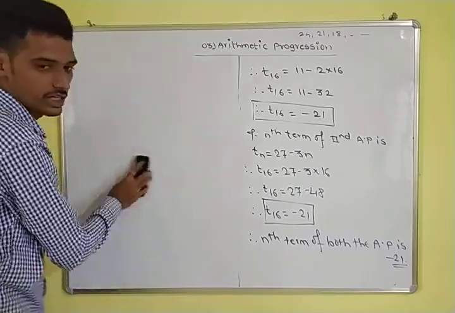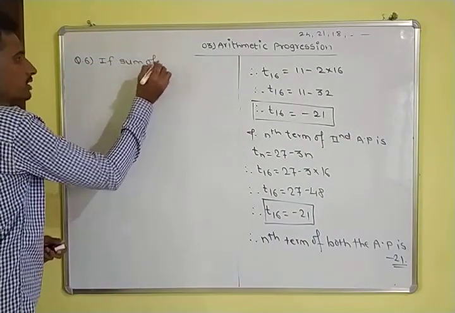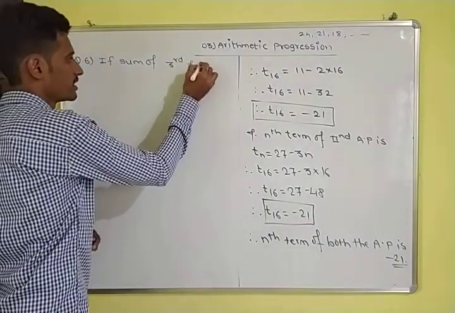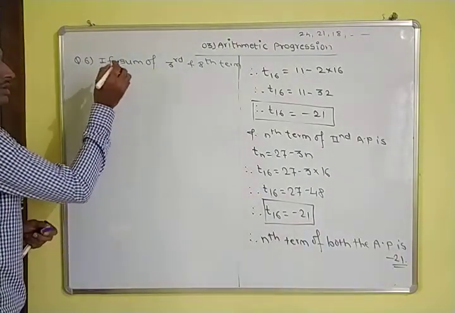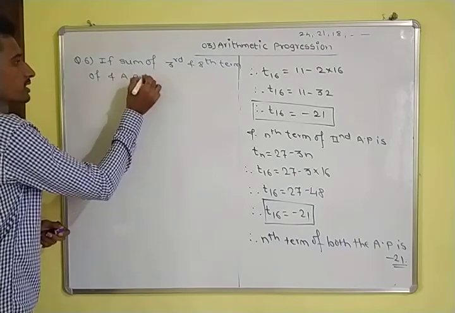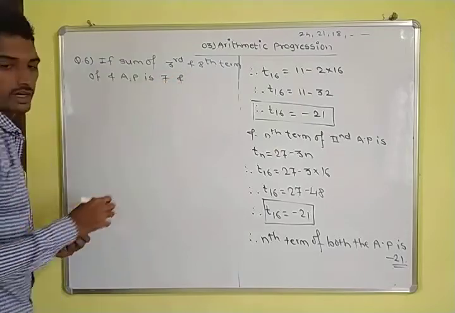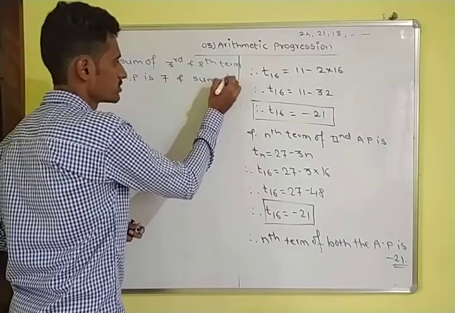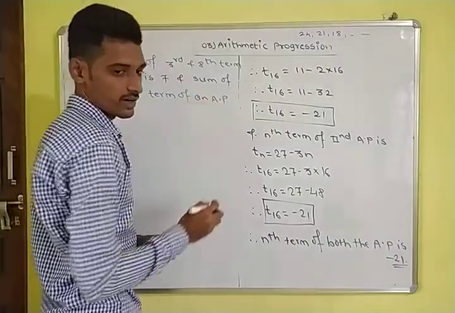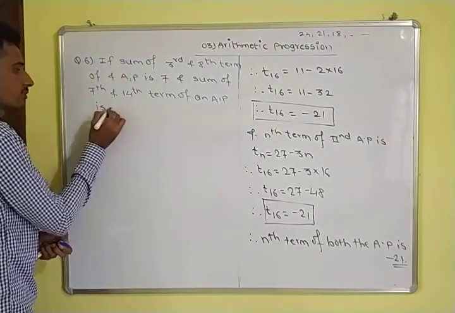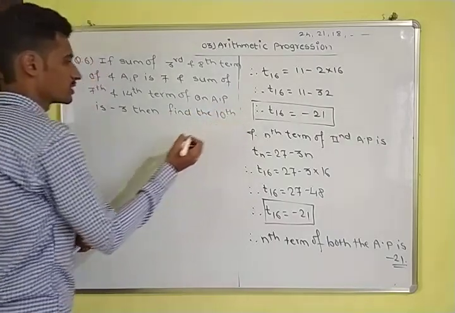Next question, that is question number 6. If the sum of the third and eighth term of an arithmetic progression is 7, and the sum of the 7th and 14th term of an arithmetic progression is minus 3, then find the 10th term. So you have to find the 10th term.